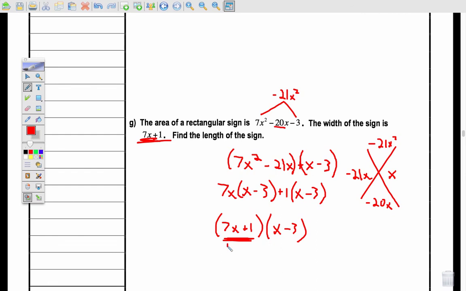Notice 7x plus 1, that's what they gave us in the problem. So that's the width. This is the length. And that was the piece that we were missing.